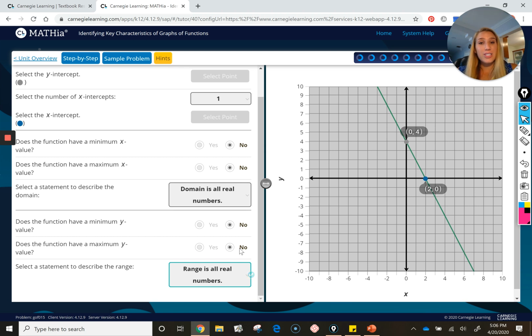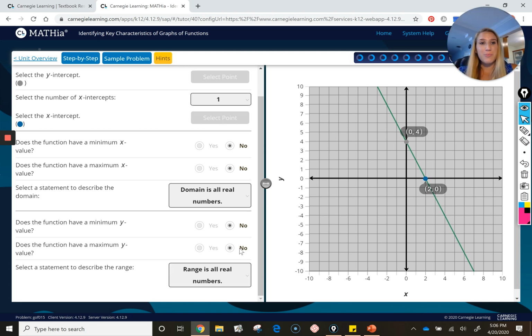And that's it. Looks like we're ready to go on to our next problem. Good luck, and you can do it by yourself now.